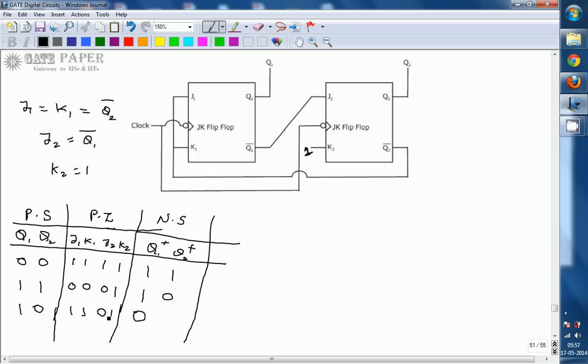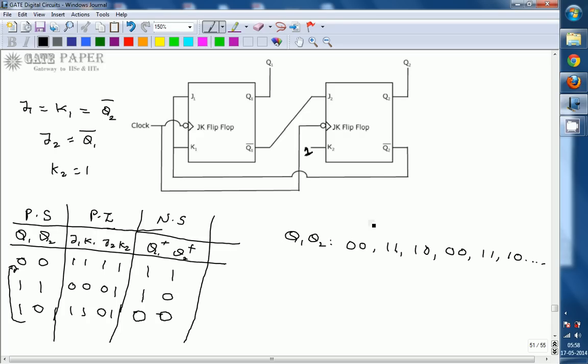Next, 0 1 is nothing but reset state. Irrespective of present state value, the output will always be 0. So again you are coming back to the initial state, 0 0. So Q1 Q2 are going to be moving in this direction: 0 0, 1 1, 1 0, and again going back to 0 0, 1 1, 1 0, and so on. This is the sequence of states it is going with.